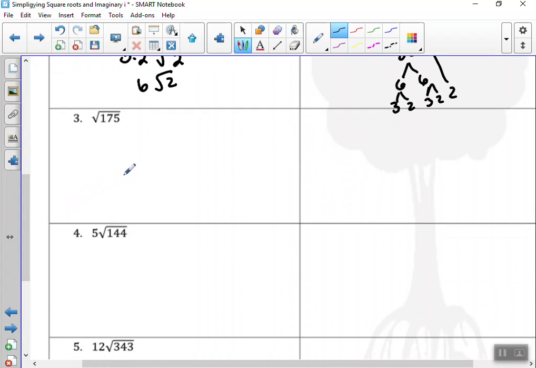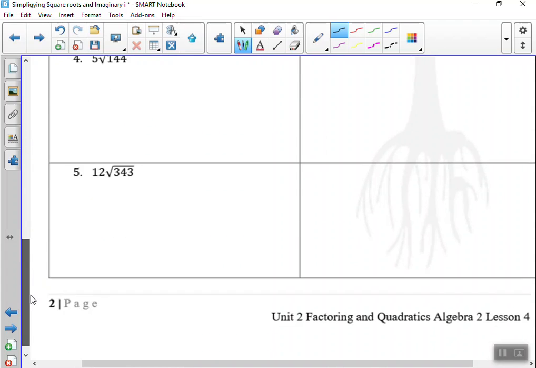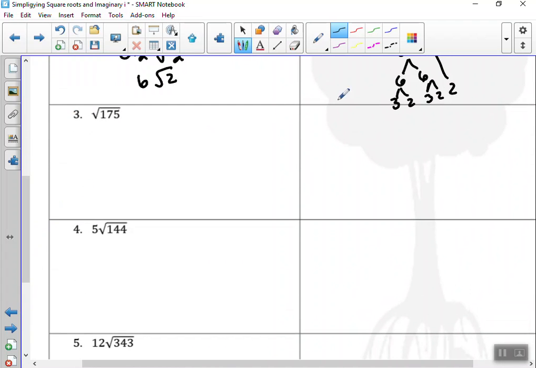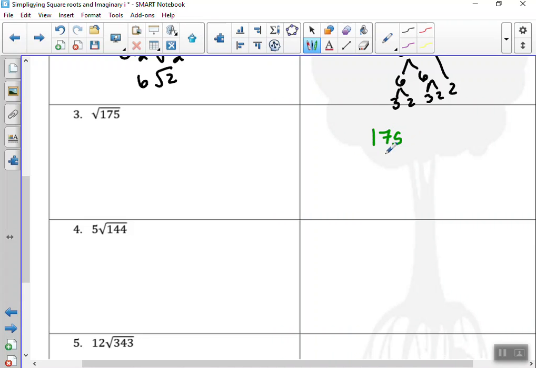All right, I'm just going to go through these 3 examples and then I'll put up your exit ticket. Let me look at the square root of 175. Let me do the factor tree. Again, it's a lot easier if you look for perfect squares. If you know your perfect squares, this will be a lot easier. I don't know what goes into 175. Well, 5 goes into it, right?